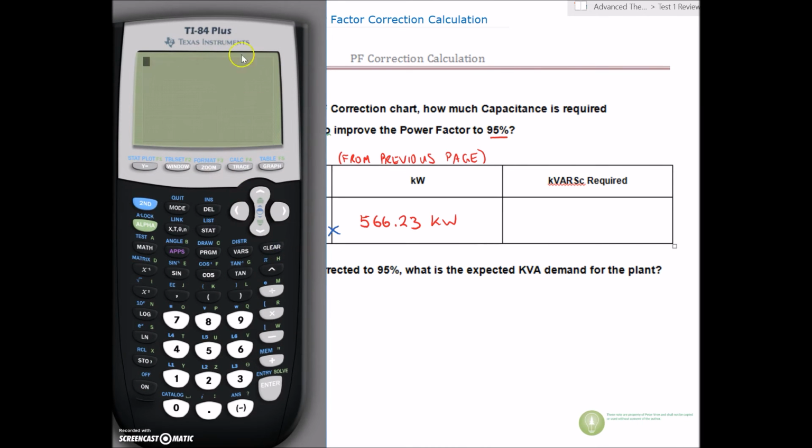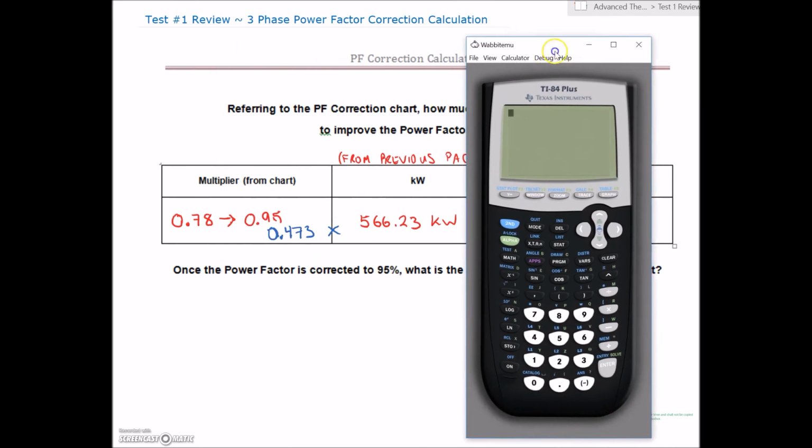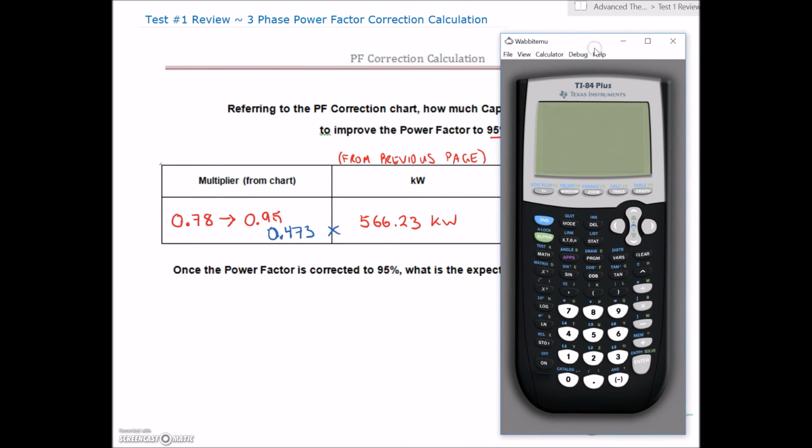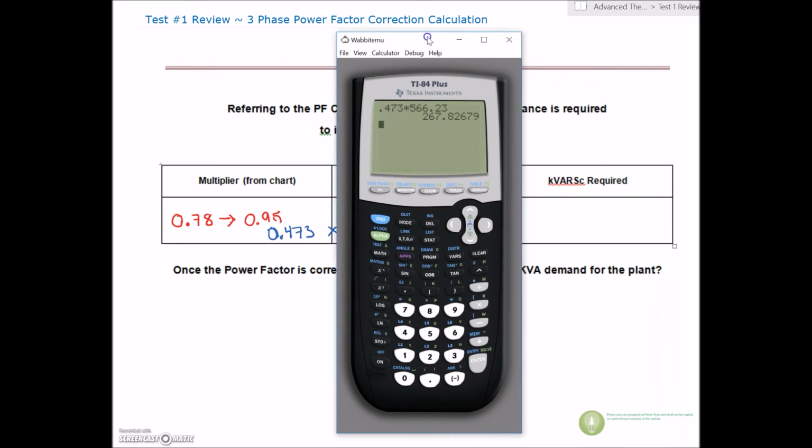Okay, so let's see, we've got issues with the calculator. Come on, buddy, work with me. So we got 0.473 times 566.23, and that gives us 267.83.